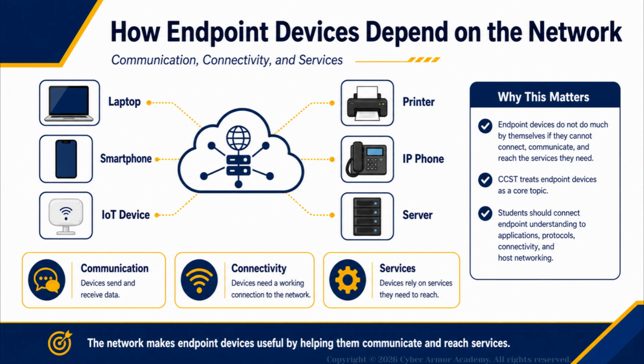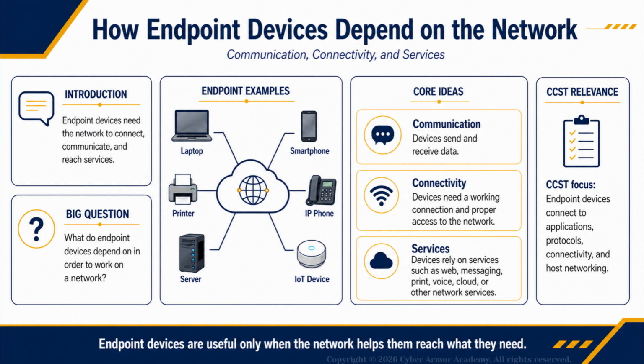Now that we've spent some time getting to know endpoint devices, let's connect the dots. Because here's the big question: what do these devices actually depend on in order to work on a network? A laptop, smartphone, printer, IP phone, server, or IoT device does not do much by itself if it cannot connect, communicate, and reach the services it needs. So, this lesson is all about the relationship between endpoint devices and the network itself. We're going to tie everything back to three big ideas: communication, connectivity, services.